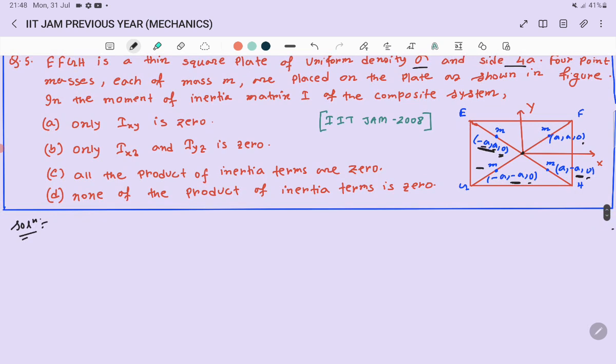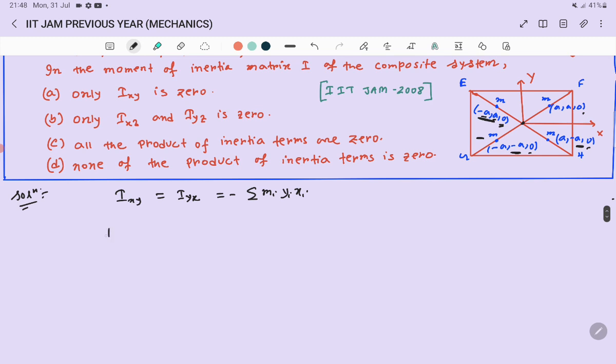So you know from the definition that the product of inertia Ixy is equal to Iyx also, and this is nothing but minus summation mi yi xi. And Izx, that is the same as Ixz, is equal to minus summation mi zi xi. And Iyz, that will be Izy, and that will be minus summation mi zi yi.